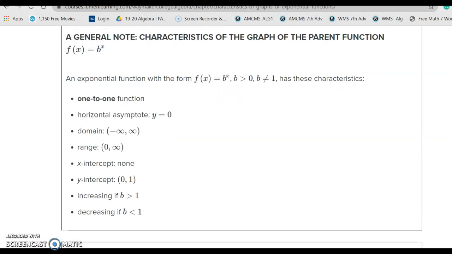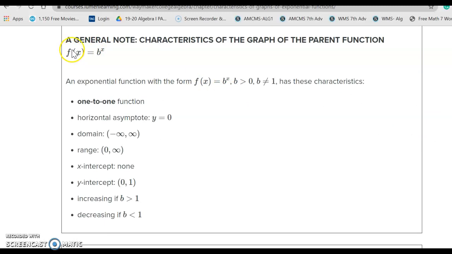All exponential functions are in the form f of x equals b to the x, where b is a number, and it cannot equal 1. An exponential function with the form f of x equals b to the x, b greater than 0, b cannot equal 1, has these characteristics. It's a one-to-one function. It has a horizontal asymptote of y equals 0. The domain is anything, you can plug in anything, so all real numbers. The range is 0 to infinity.